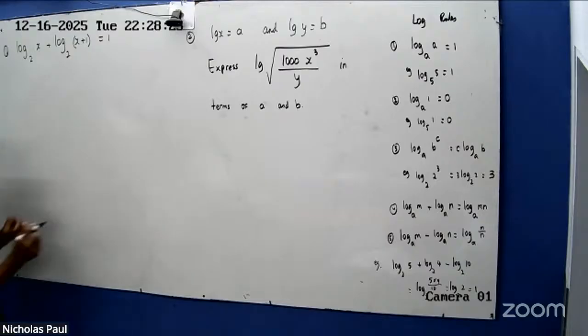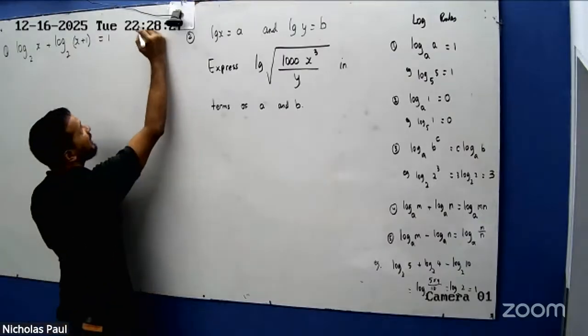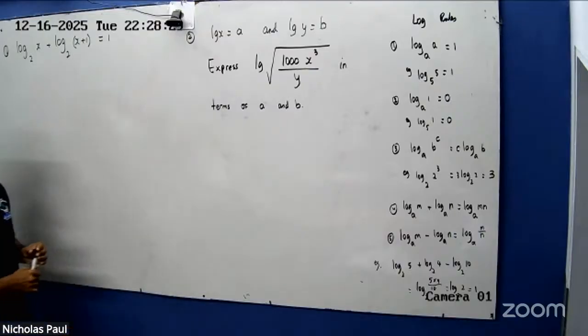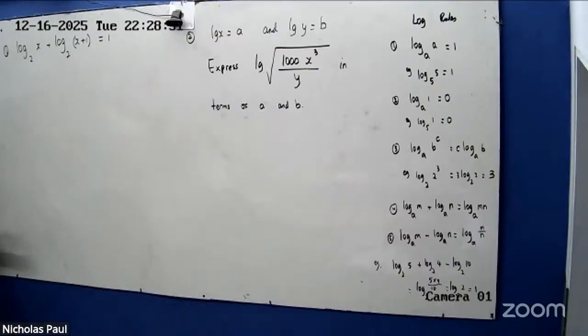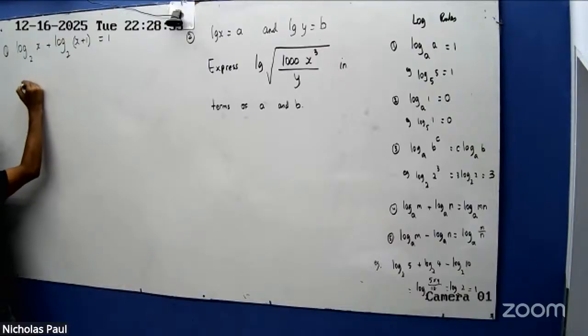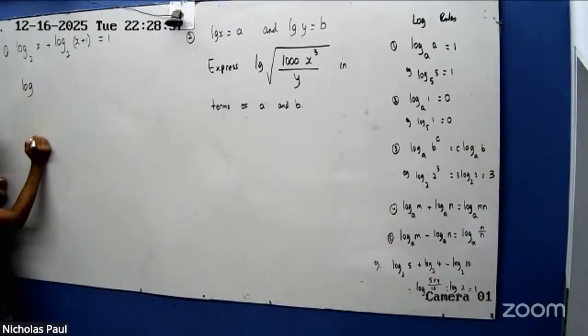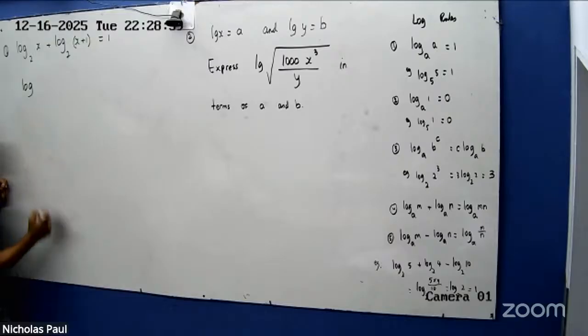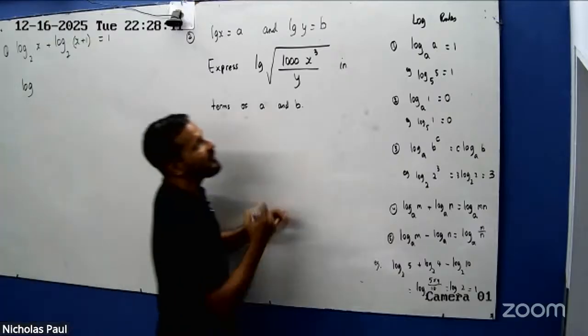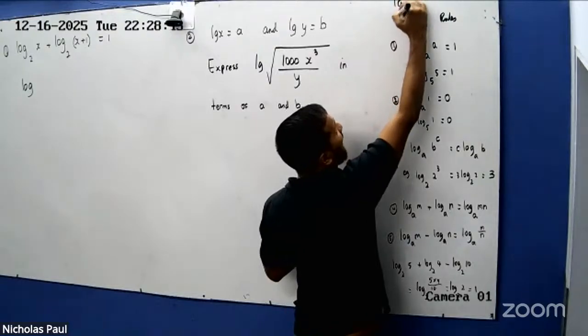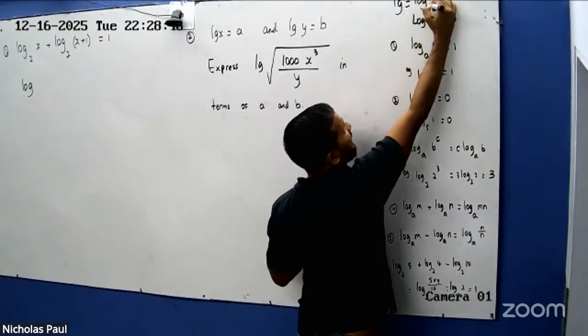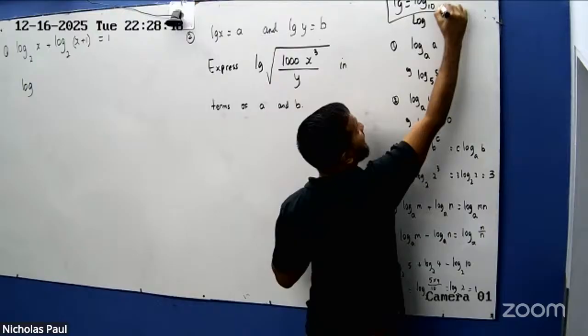Yes, remember I told you LG means log to the base 10, right? LG means log to the base 10. That's all you have to do. I didn't remind you online, right? So it's here for you. LG means log to the base 10.